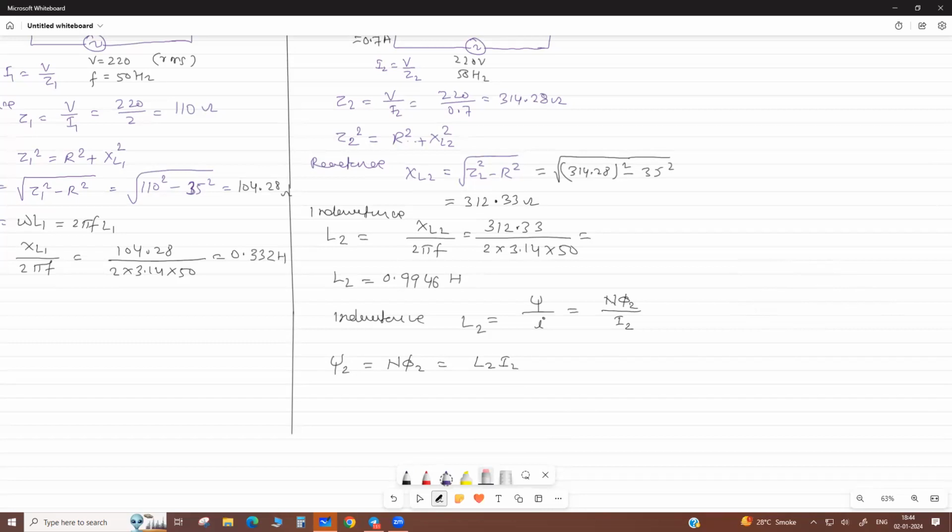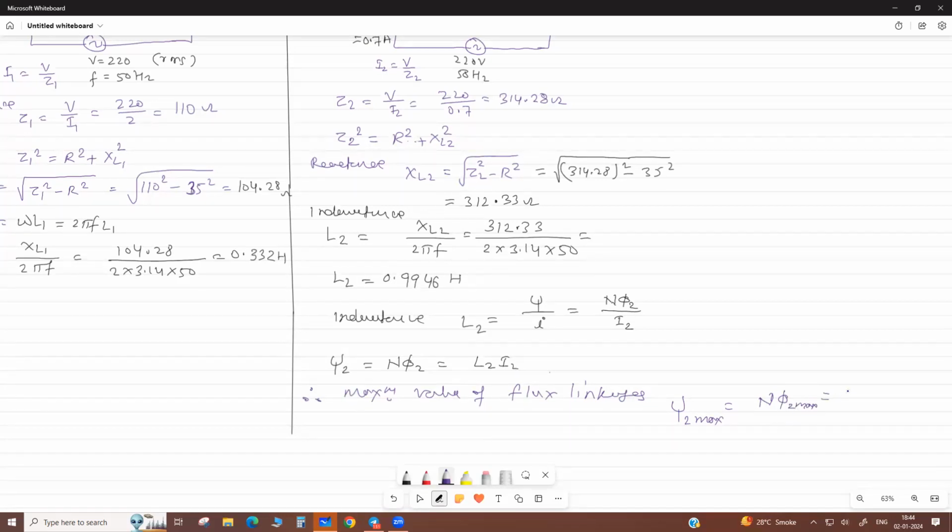Now, but it is asking for the maximum. Here the current value is the RMS value. Now, for the maximum value of flux linkage in this position, it is psi 2 maximum. Then N is fixed, the number of turns in the coil. But for phi 2 we take the maximum value.